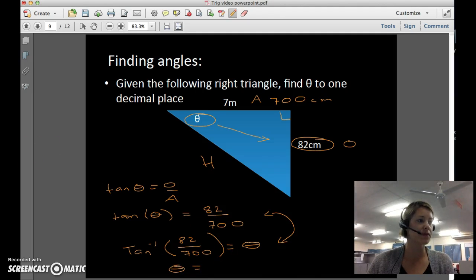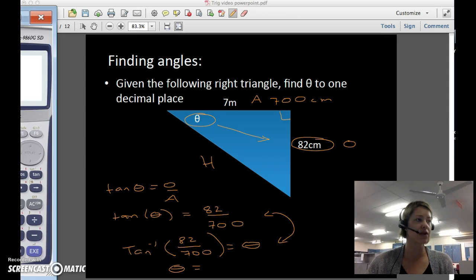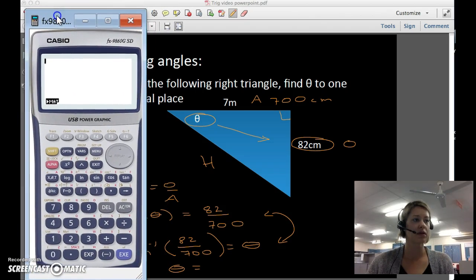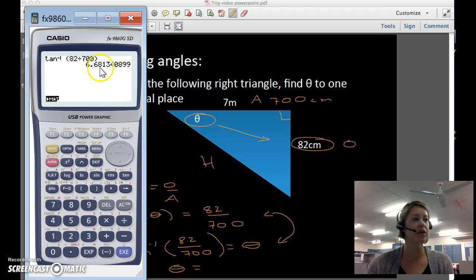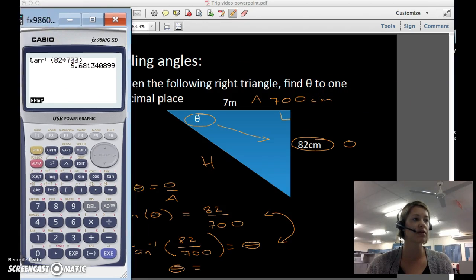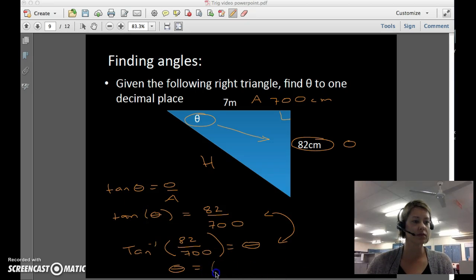Just getting the calculator here. It's a bit slow in its movement. Okay, so we go shift, tan, and then we have 82 divided by 700 equals, and it's 6.7, because it does ask for one decimal place, so 6.7 degrees, and that is our value for theta.